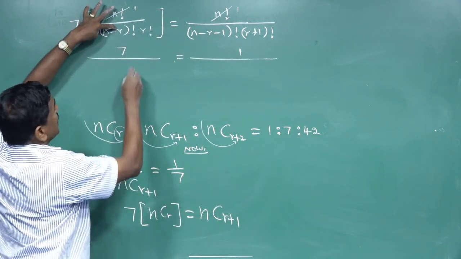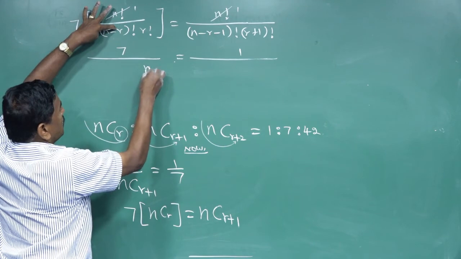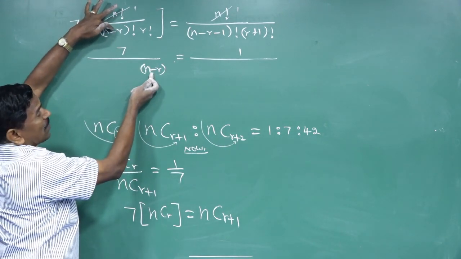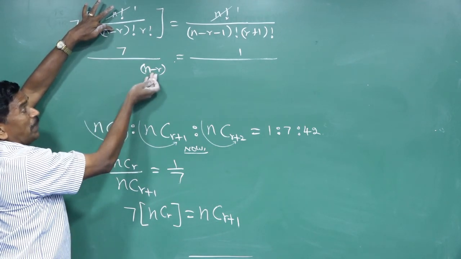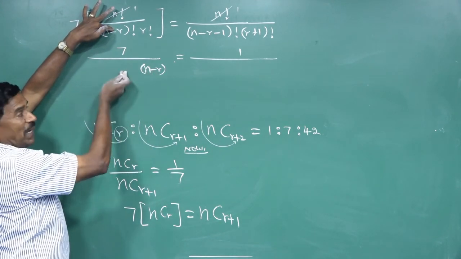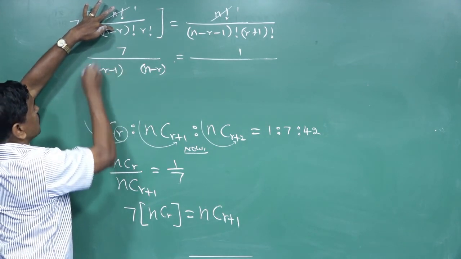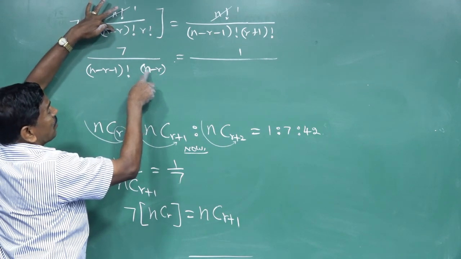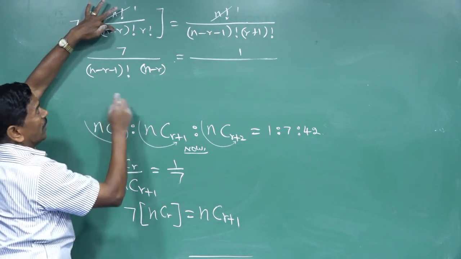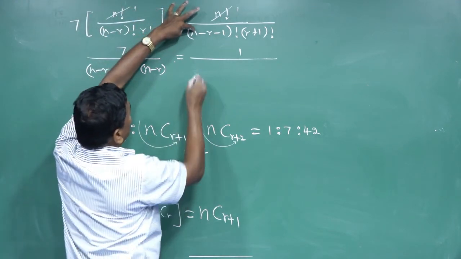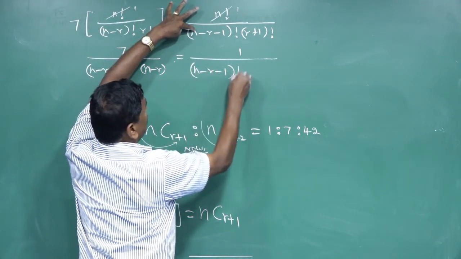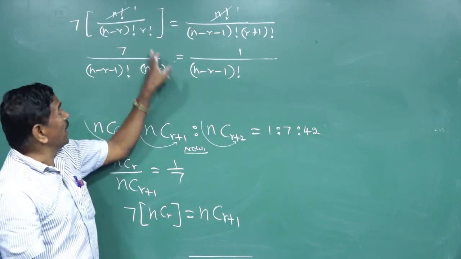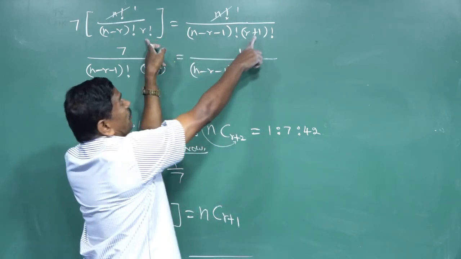How to split? Listen, this n minus r is n minus r into n minus r minus 1 factorial, because before means one subtracted. So n minus r factorial equals n minus r into n minus r minus 1 factorial, and here n minus r minus 1 factorial is fixed. That is fixed.